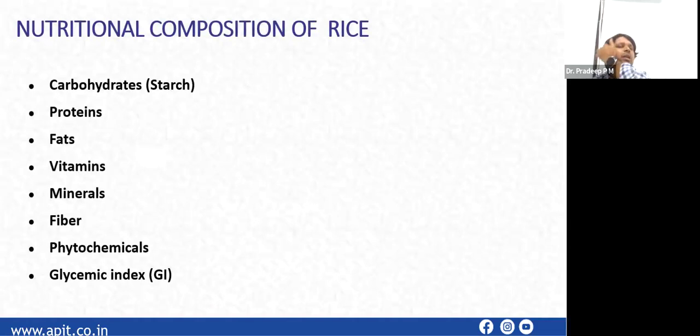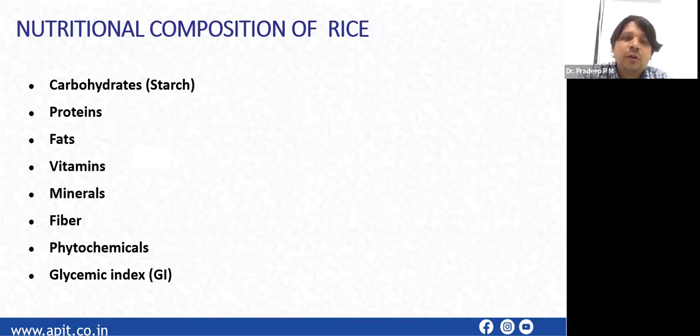Next, coming to the nutritional composition of the rice. Rice contains various major and minor nutrients, macronutrients and micronutrients, so you have a mixed composition of both. Here, if you see, carbohydrates are the major contributor in the grain, about 60 to 70%. Then come the proteins, about 6%. Fat is around 8%, and vitamins, minerals, and fibers will be in trace quantities.